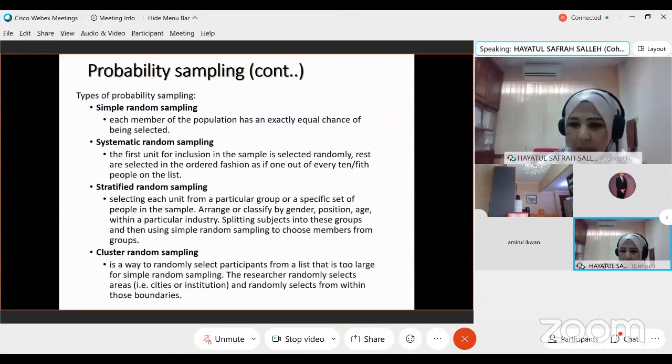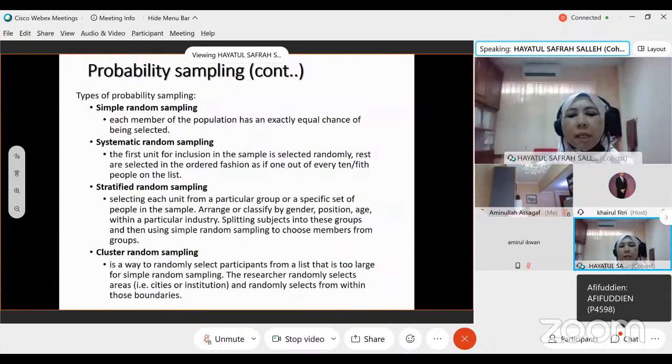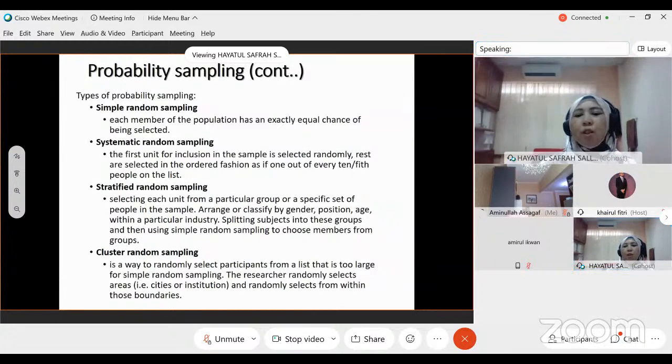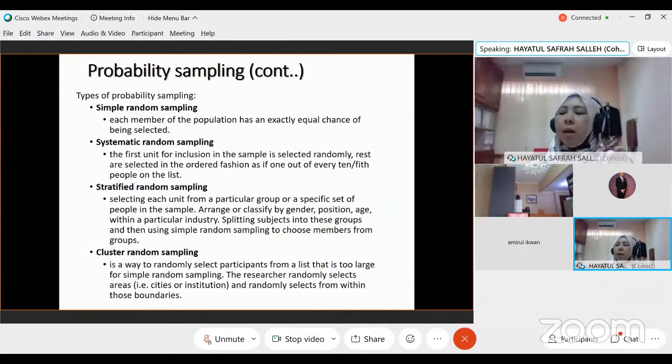So within a particular industry, let's say you choose university as your industry. Then you split the subjects into these groups and use simple random sampling to choose members from each group. You understand, right? So gender, male and female. You categorize them into these two groups, and then you use simple random sampling to choose members from each group.